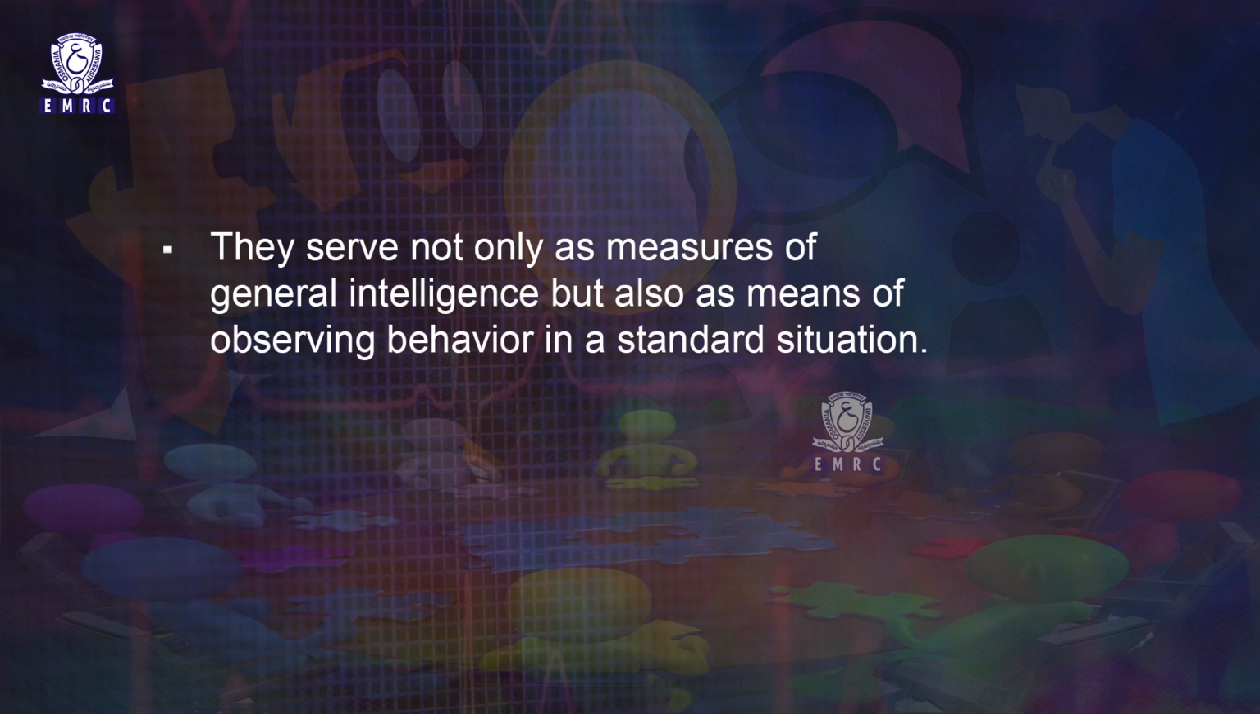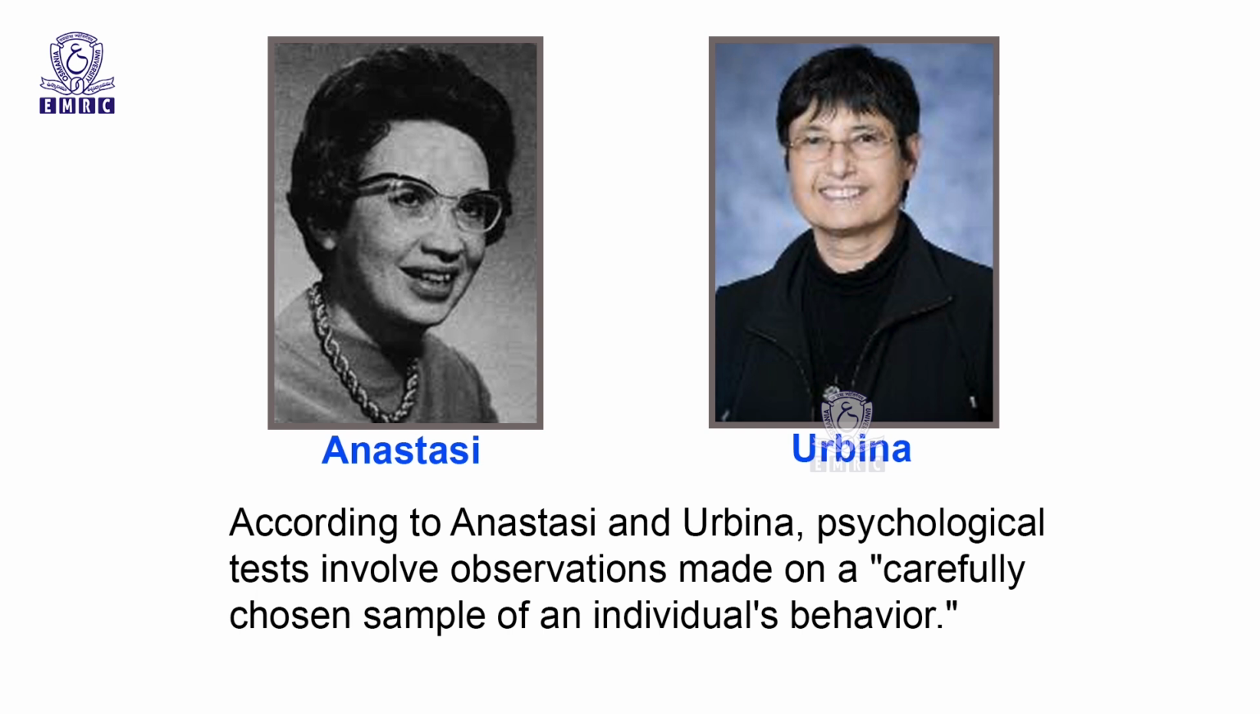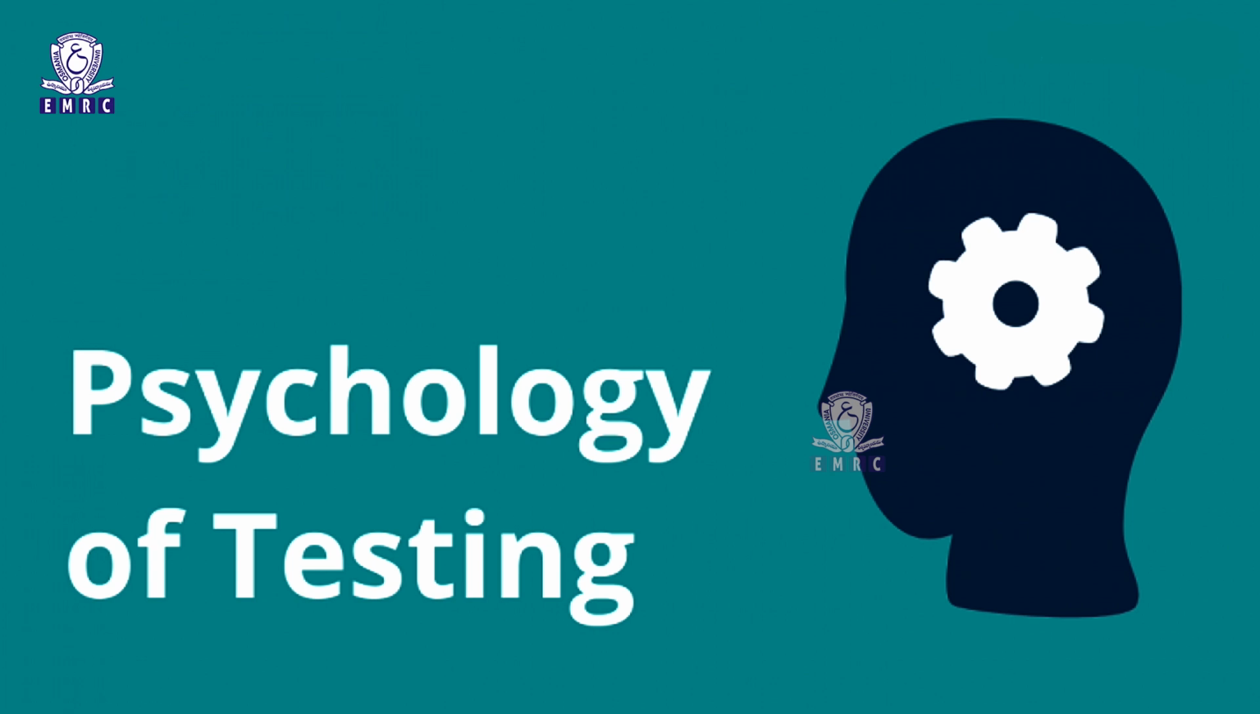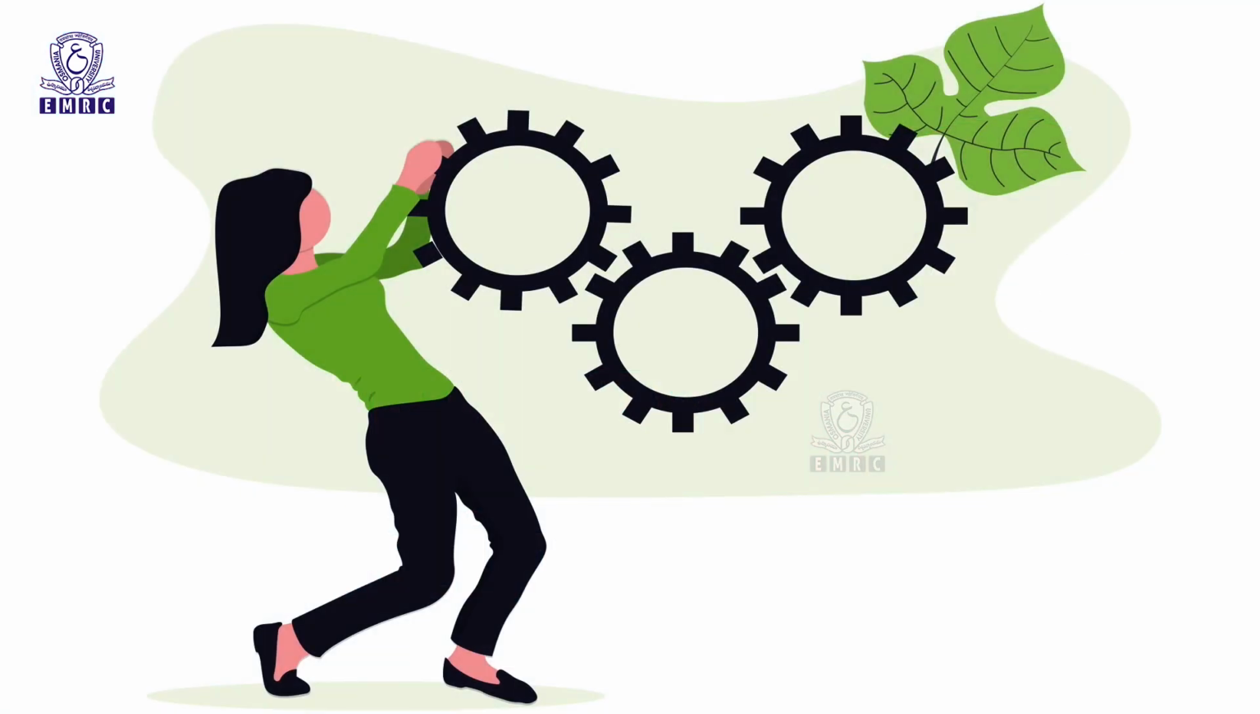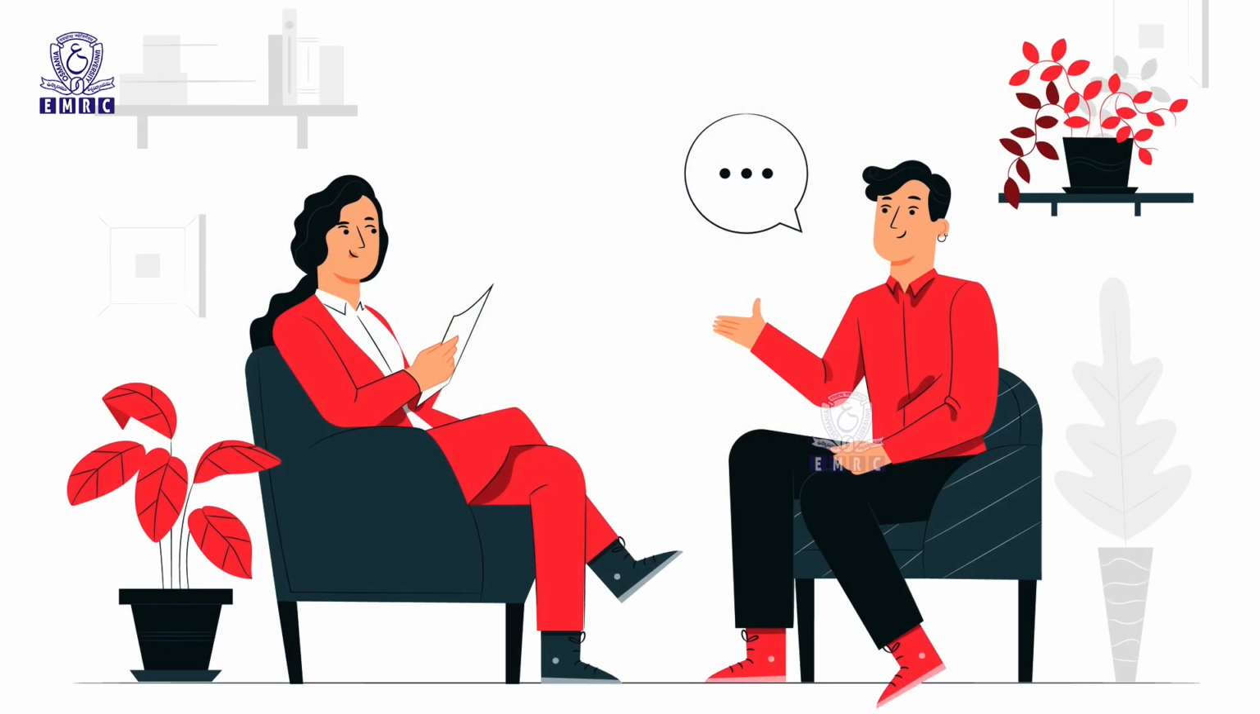According to Anastasi and Urbina, psychological tests involve observations made on a carefully chosen sample of an individual's behavior. A psychological test is often designed to measure unobserved constructs, also known as latent variables. Psychological tests can include a series of tasks or problems that the respondent has to solve. They can also include questionnaires and a one-on-one interview, which are also designed to measure unobserved constructs.